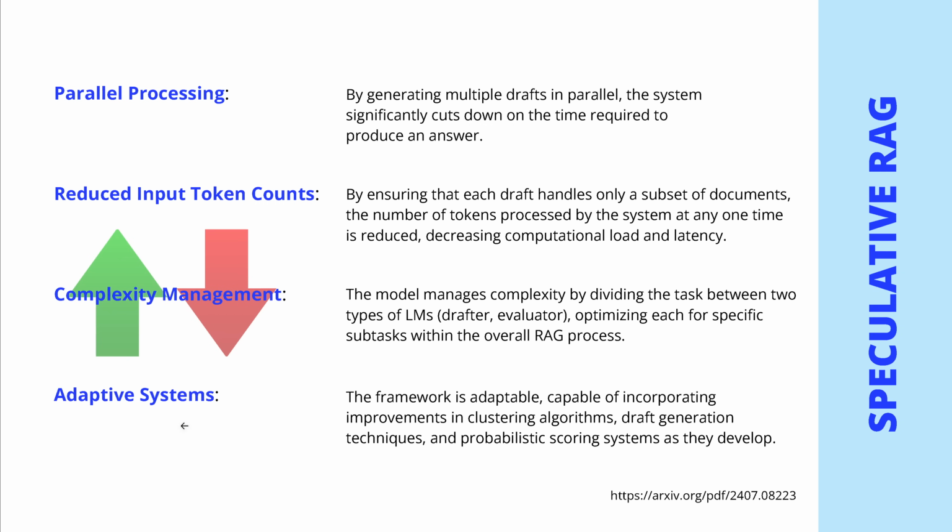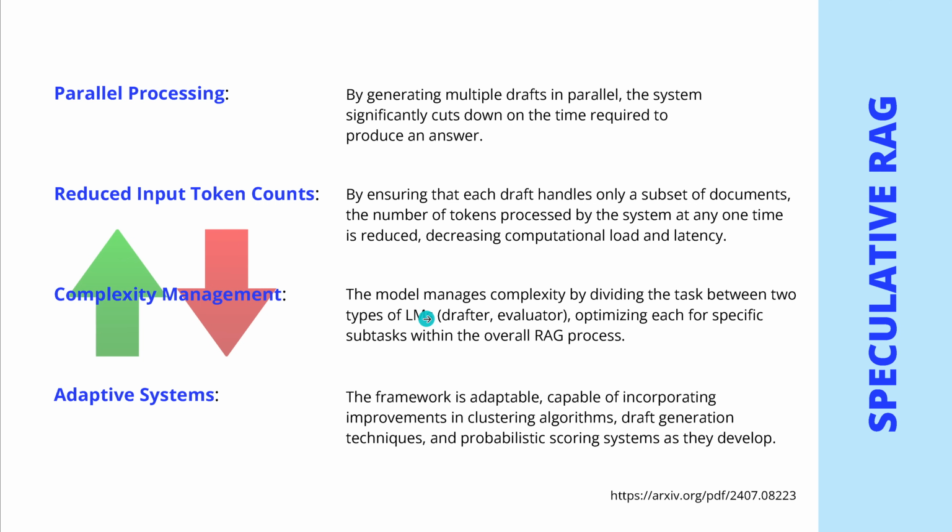Let me explain why. By generating multiple drafts in parallel, the system significantly cuts down the time required to produce an answer if you only have a single machine. What a surprise. And by ensuring that each draft handles only a subset of documents, the number of tokens processed by the system at any one time is reduced, decreasing the computational load for this single task, but of course in total we have just more simple tasks.